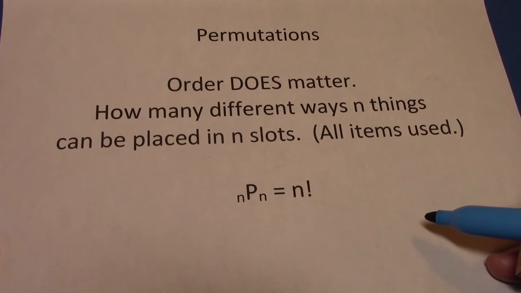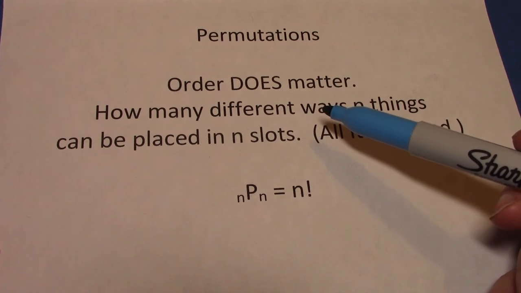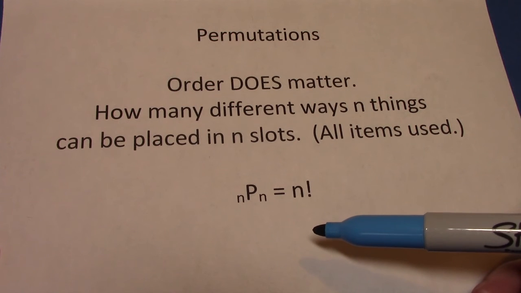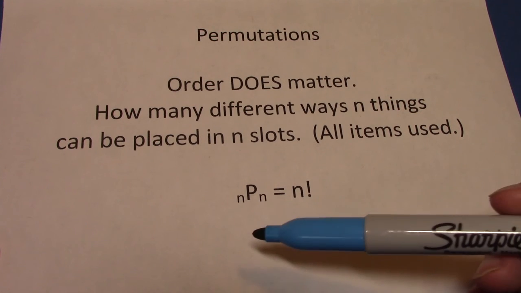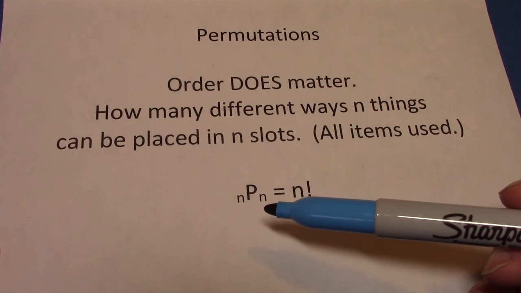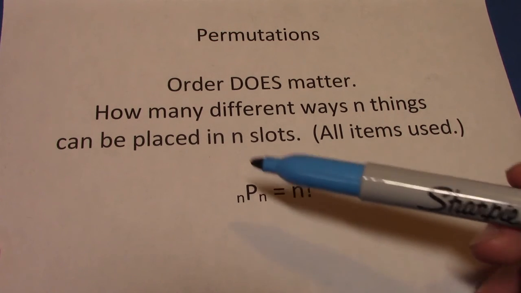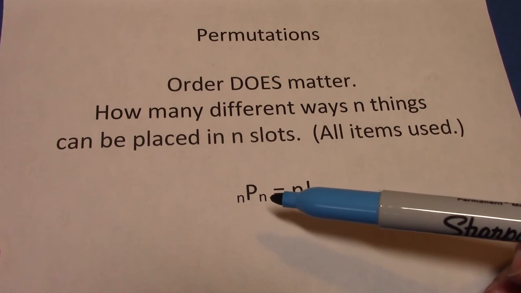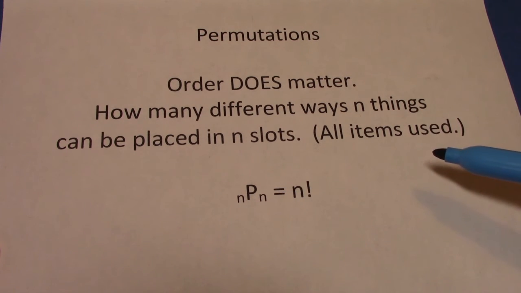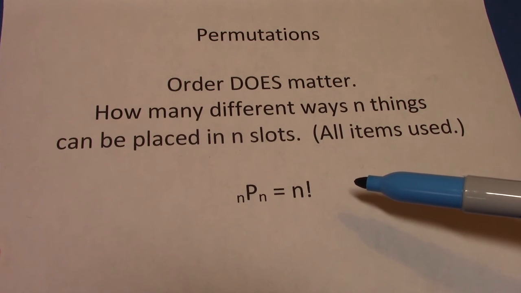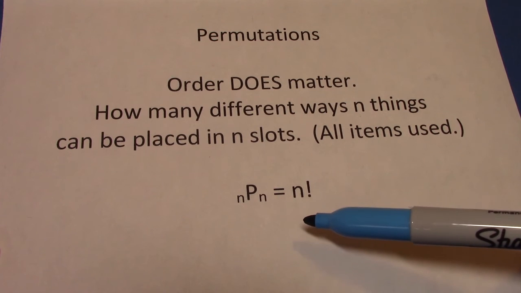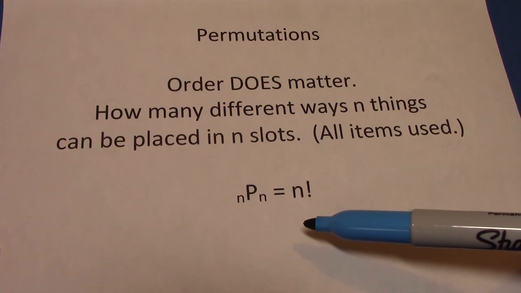Now let's think about permutations. Permutations are similar to combinations, but now the order does matter. There's really 2 permutation formulas that we're going to look at. The first one looks like this, and it tells us how many ways n things can be placed in n slots. That means that all the items are used up. So n things, putting them in n slots, can be done in n factorial different ways.